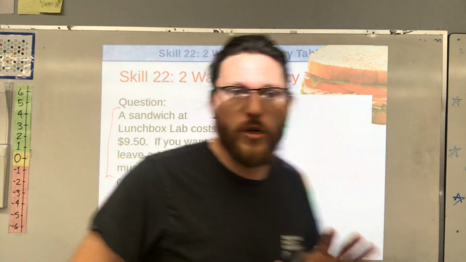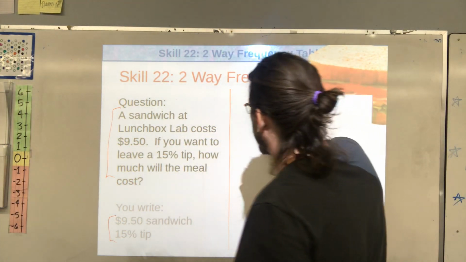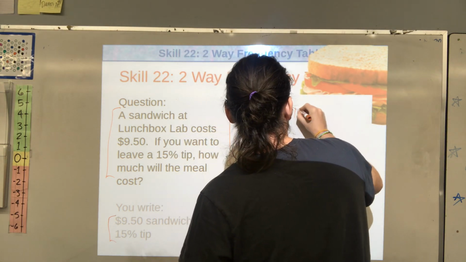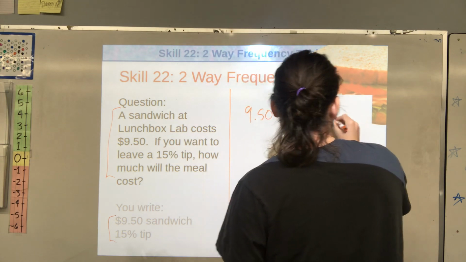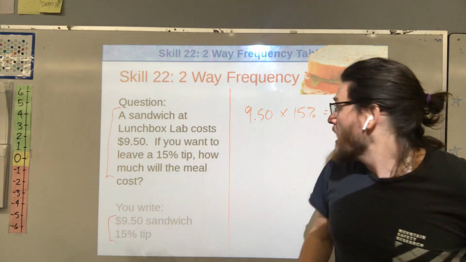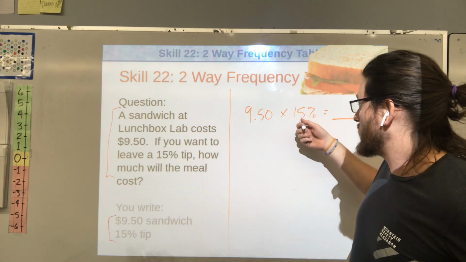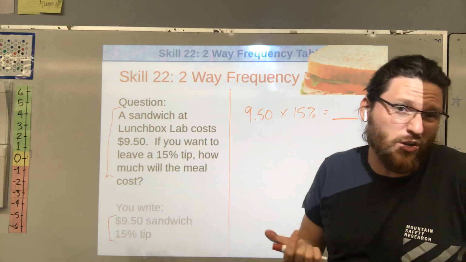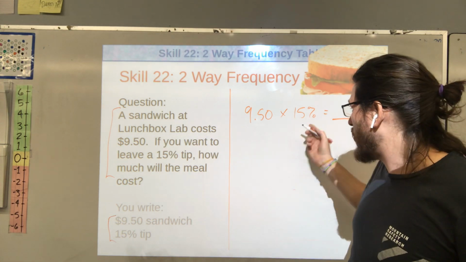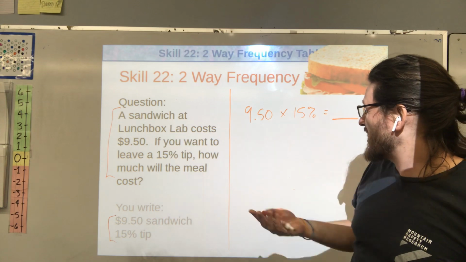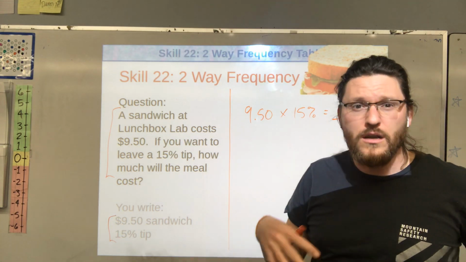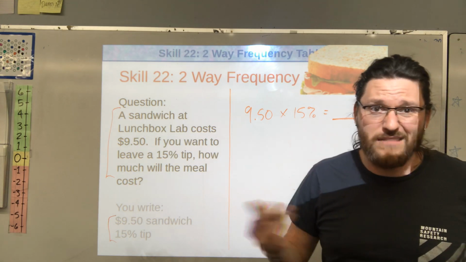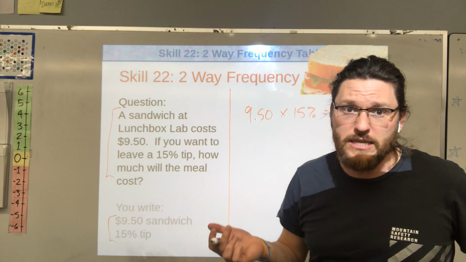Okay, so this problem looks a lot the same as the last one, right? I'm starting with some sandwich that costs $9.50, okay, and I'm multiplying that by 15%. And that's going to give me some new value. Okay, in this problem, $9.50 times 15%. Again, I'm expecting a number that's less than $9.50, right? I'm looking for a part of it, and it's going to be quite a bit less than $9.50. I'm going to expect a number that's like $1, maybe $2, somewhere in that area. So if I don't get an answer like that, I probably made a mistake somewhere.